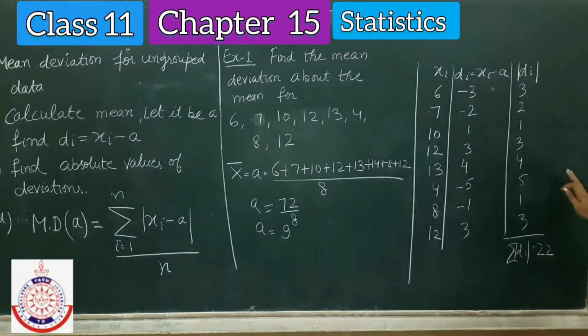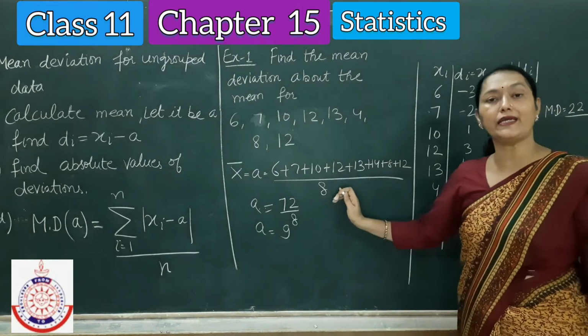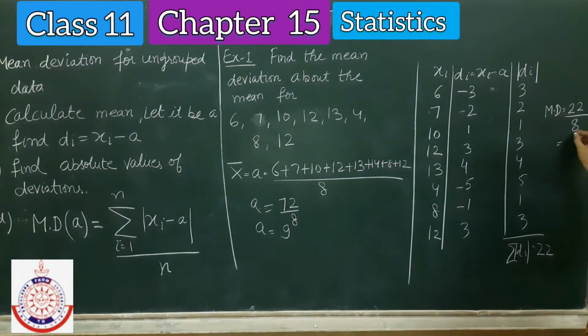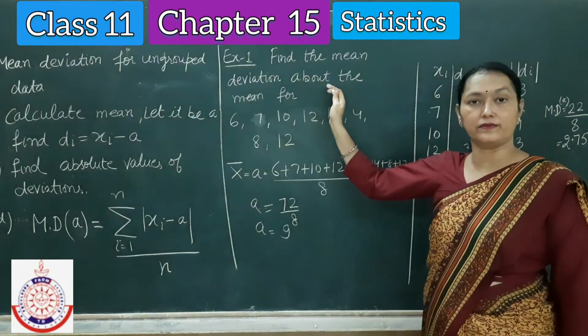So for calculating mean deviation about mean, we'll be dividing this 22 by the number of observations. Number of observations are 8, so dividing it by 8. By division we'll be getting 2.75. This is the mean deviation about the mean for this ungrouped data.